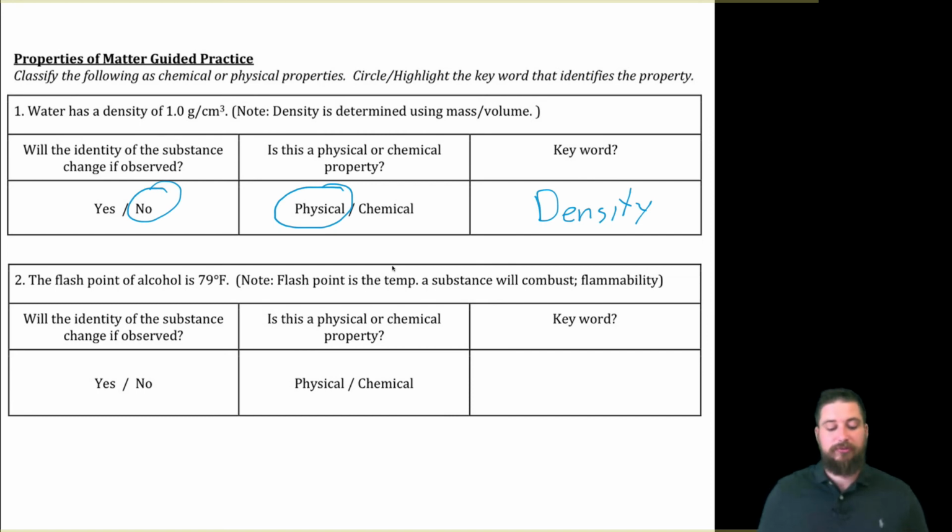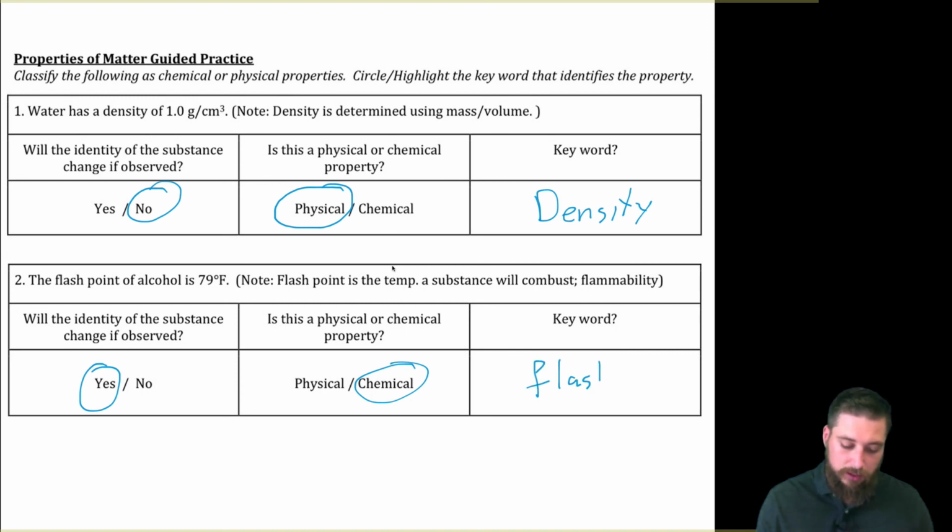Now for number 2, it says the flash point of alcohol is 79 degrees Fahrenheit. Not too sure, but anyways, the flash point is the temperature at which a substance will combust. So when a substance reaches that temperature, it will spontaneously combust. When we observe that alcohol is combustible at that point, is that changing the identity of it? It is, because it's burning. And so that is going to be a chemical property of it. The property we're talking about is flash point.